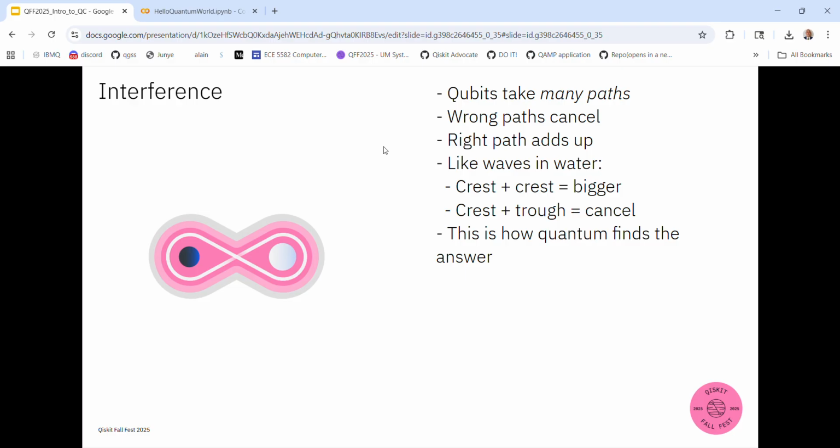Now with interference, we have these qubits in superposition. They're representing all of our 2 to the n states, but we can provide negative interference towards the results that we don't want or are not looking for. We can provide positive interference towards the results that we are looking for. So we're able to use interference to simultaneously adjust the states of the quantum circuit.